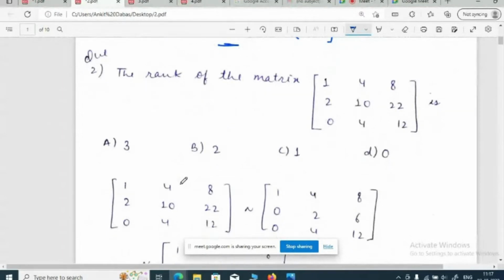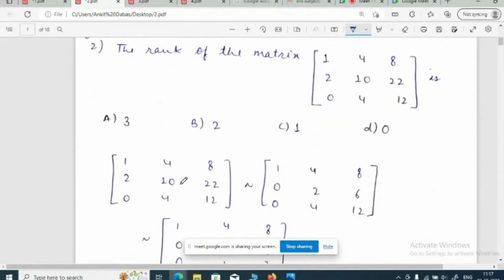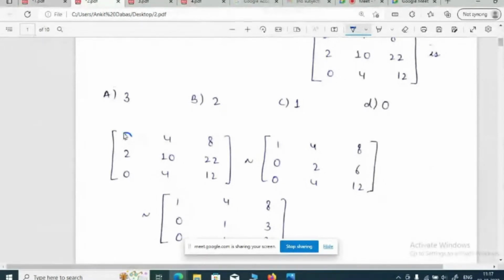Next, we are asked to find the rank of this matrix. So we have 1, 4, 8, 2, 10, 22, 0, 4, 12. The first entry is non-zero. There is no need to change it. This is already 0. So we will convert this to 0 by multiplying R1 by 2, that is 2R1. We will compute R2 minus 2R1. So we multiply this by 2 and get 2, 8, 16. And then subtract this from R2.